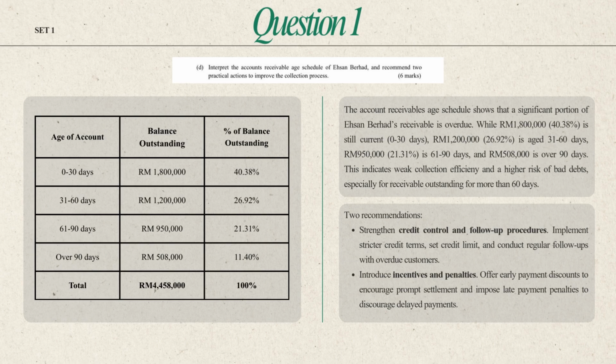conversion cycle short. The actions to improve collections include strengthening the credit control and follow-up procedures by implementing stricter credit terms, setting credit limits, and conducting regular follow-ups such as emails and phone calls. Second is to introduce incentives and penalties. We offer early payment discounts to encourage prompt settlement and impose late payment penalties to discourage delayed payments.